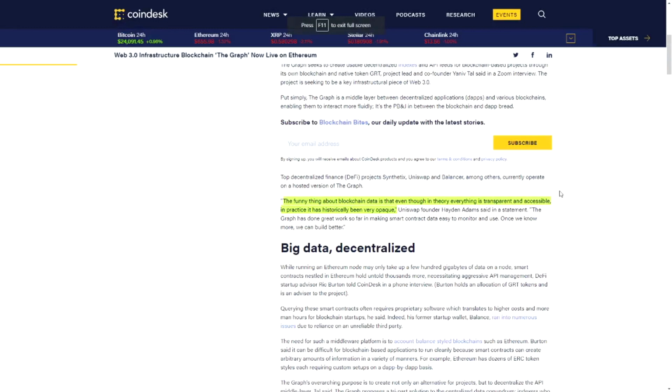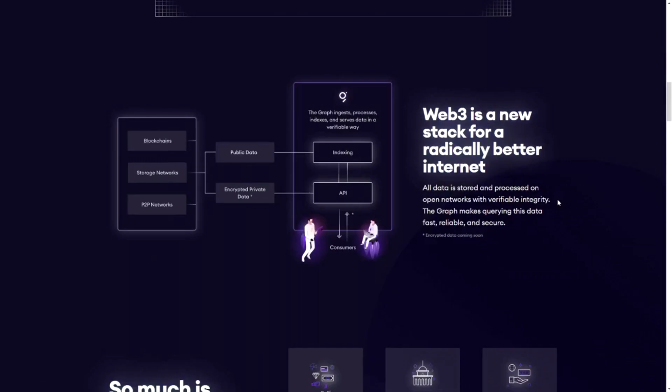And of course, a lot of information is already publicly available on the blockchain, but just to quote Hayden Adams, the founder of Uniswap, the funny thing about blockchain data is that even though in theory everything is transparent and accessible, in practice it has been historically very opaque. And the graph makes this easier, which is important to move from Web 2.0 to Web 3.0.